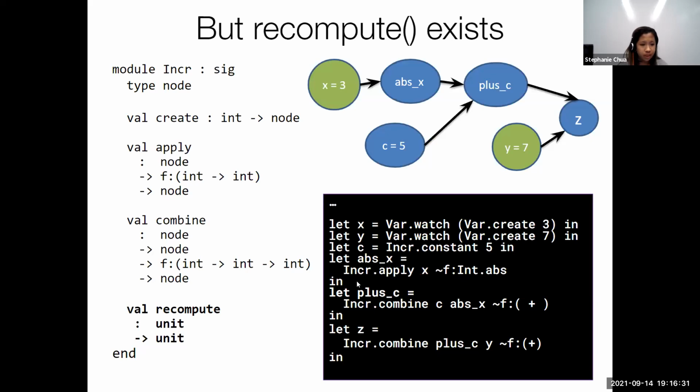But the incremental interface also has a function called recompute. As you might guess, recompute will recompute all the values underneath. Wait, sorry. Does anyone know why we need to call it recompute and why we choose not to just have recompute run automatically in the background?